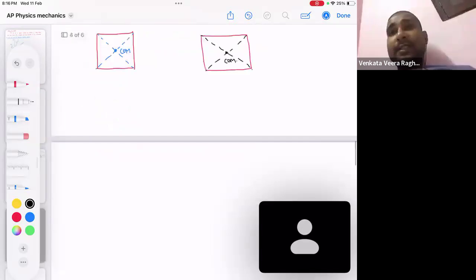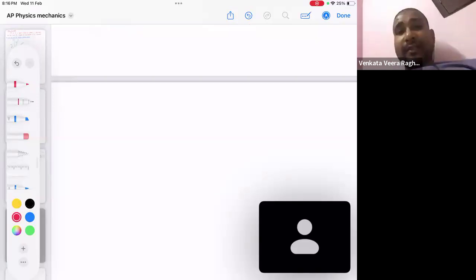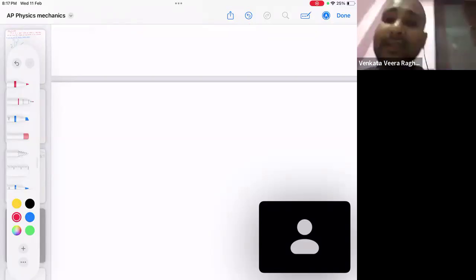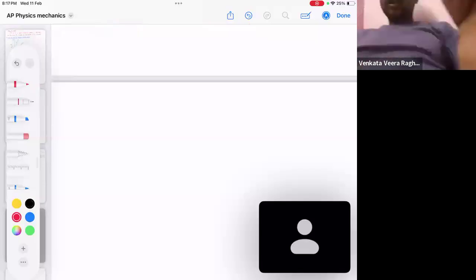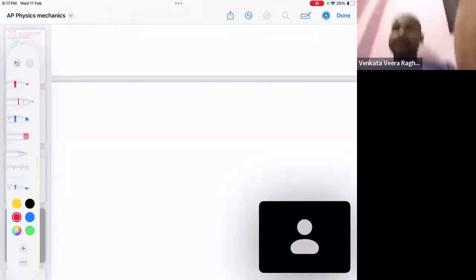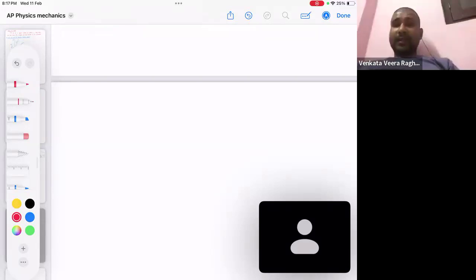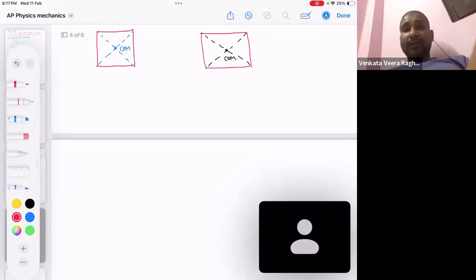Please tell me. But there are some cases which are not symmetrical, like a semicircular ring. If it is a semicircular ring, where will the center of mass come? In that case, either we have to calculate it, or it is a standard object, so you can also remember where the center of mass will come in case of a semicircular ring or semicircular disc. Okay.